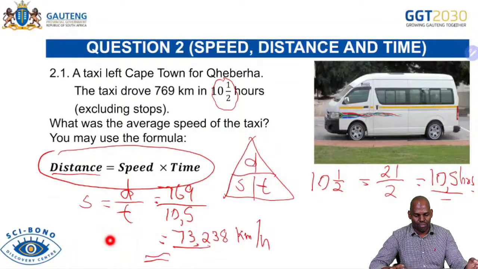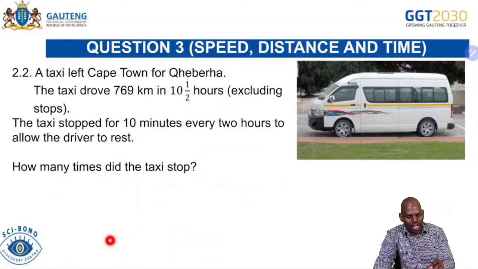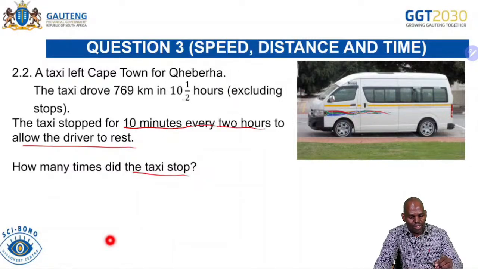Still on the very same question, a taxi left Cape Town for Gqeberha. The taxi drove 769 kilometers in 10 and a half hours, excluding stops. The taxi stopped for 10 minutes every 2 hours to allow the driver to rest. How many times did the taxi stop? So in this case, we've got 10.5 hours, remember, like we did.